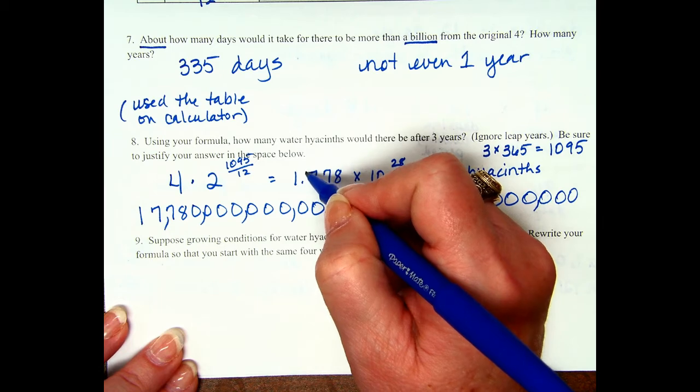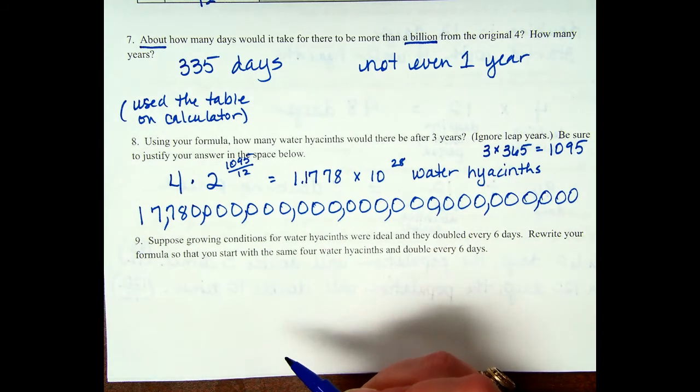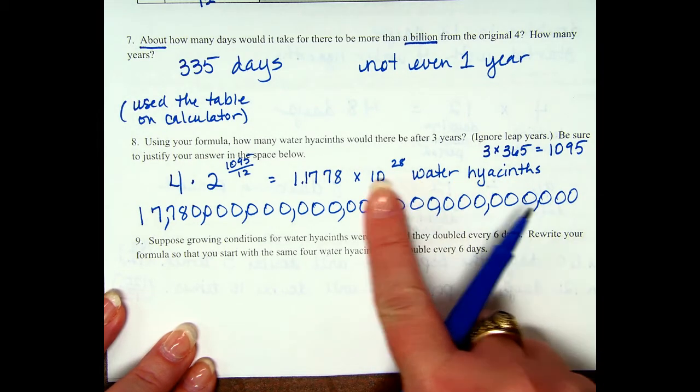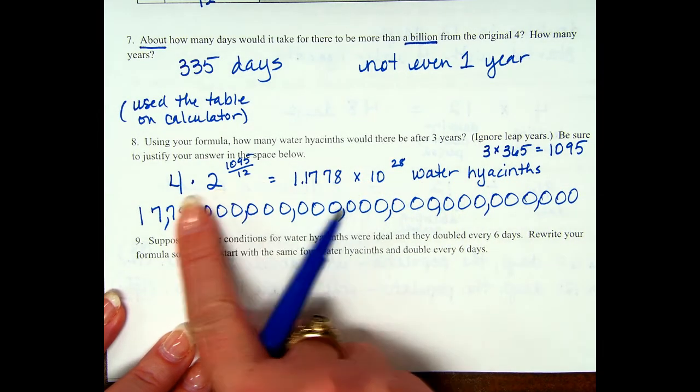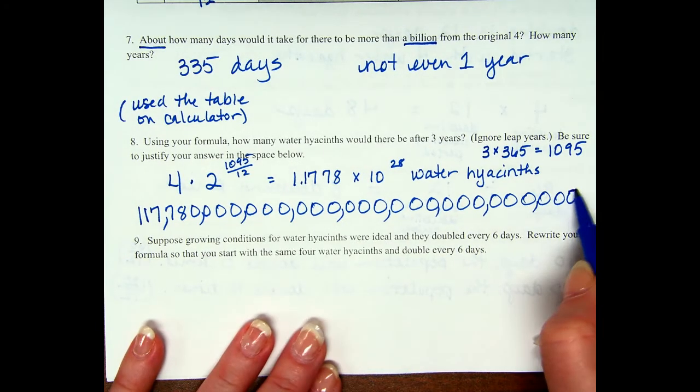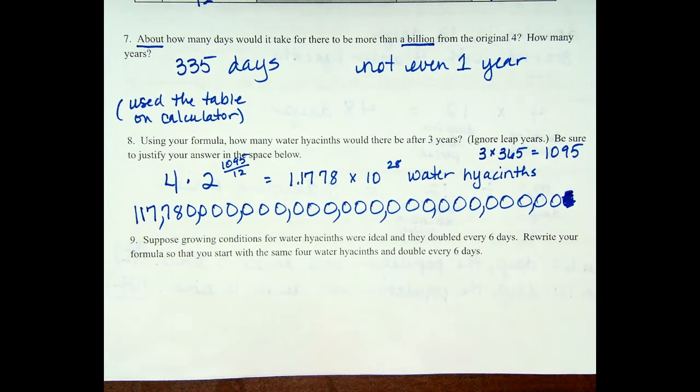I missed a 1. There should be a 1 right there. So that means one of these zeros is too many. So now my commas are all off. Ugh. Do you get the idea?